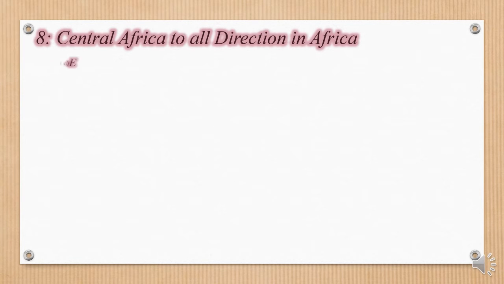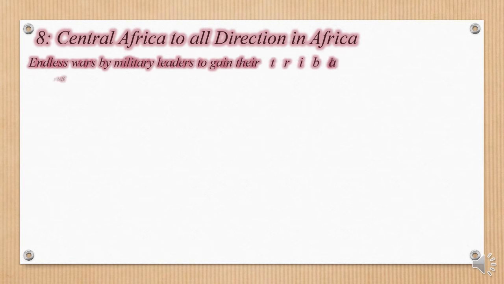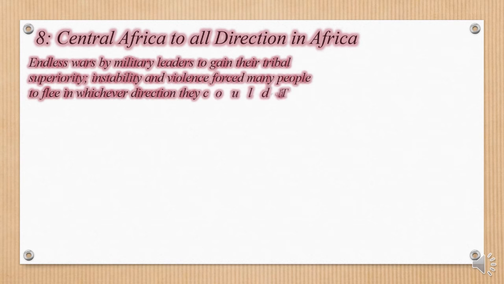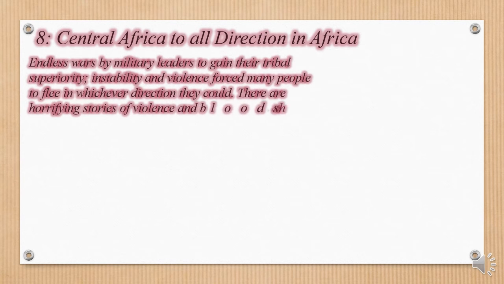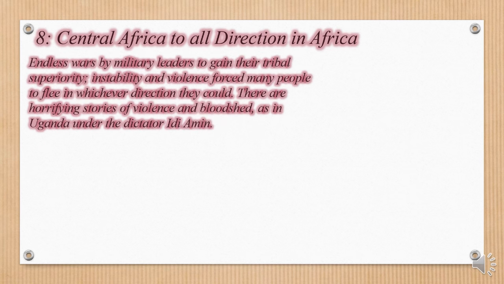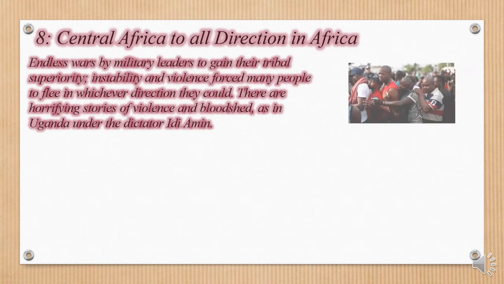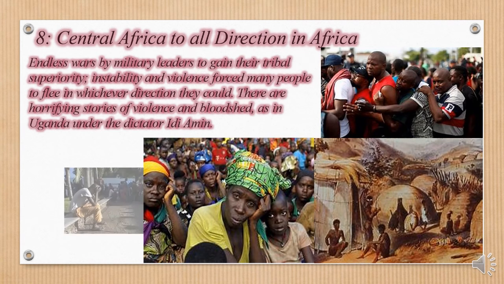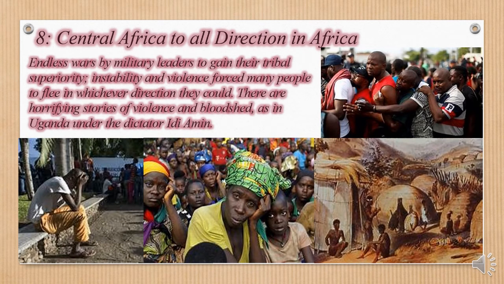Central Africa to all direction in Africa. Endless wars by military leaders to gain their tribal superiority, instability, and violence forced many people to flee in whichever directions they could. There are horrifying stories of violence and bloodshed, as in Uganda under the dictator Idi Amin.